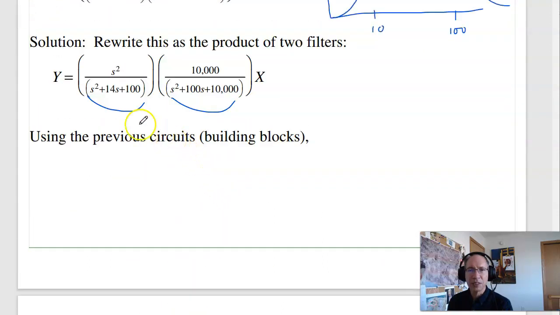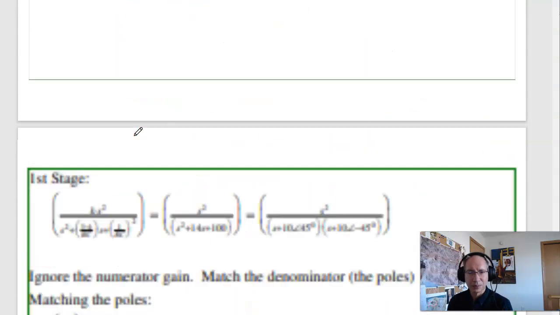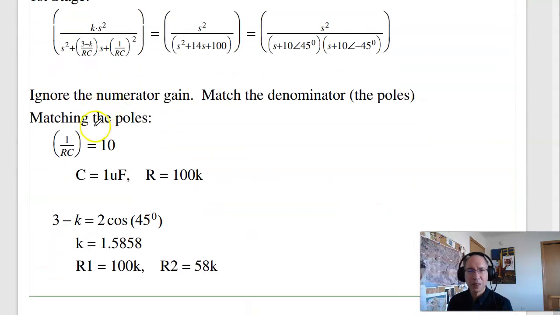I want that first stage to be, let's see, factor this, that's S squared plus 7S plus 10. Oh. The first one, the pole is at 10. So pick R, solve for C. The angle of the pole is 45 degrees. I'm going to use MATLAB to factor those poles. This is 10, that plus minus 45 degrees. 3 minus K is 2 cosine of the angle, gives you K is 1.58. That's 1 plus the resistor ratio, so make that 100K and 58K. That's the first stage.